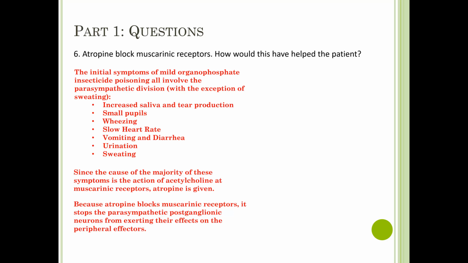So the atropine blocks the muscarinic receptors, and that stops the parasympathetic postganglionic neurons from being able to exert their effects on the peripheral effectors. So even though the acetylcholine is still around, the atropine gets in the way so that it can't bind to the muscarinic receptors. And so this addresses the life-threatening part, especially the wheezing and the slow heart rate.